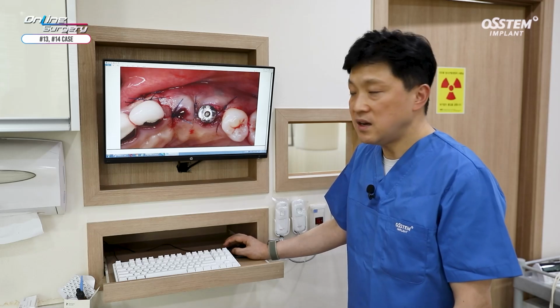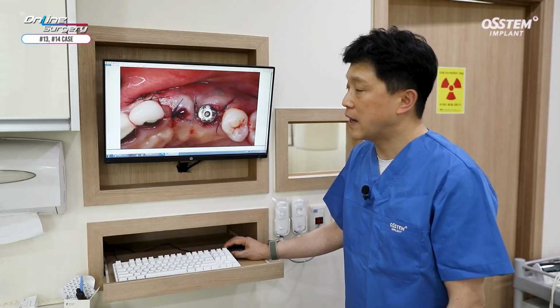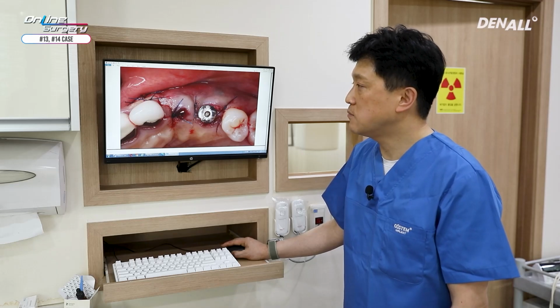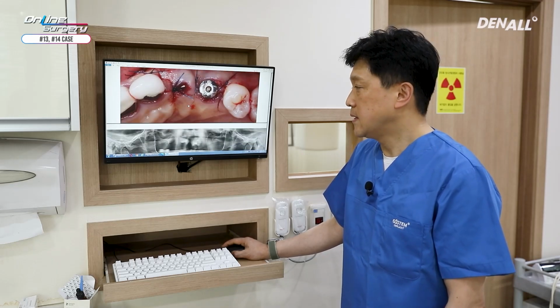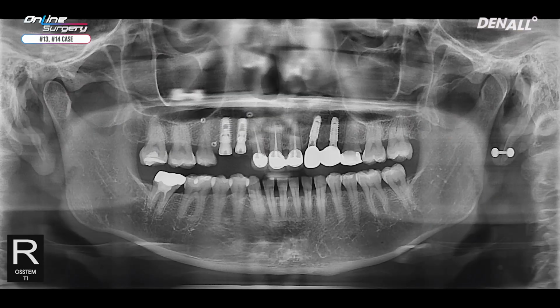Suture was complete. In the case where healing becomes submerged, after a certain healing period, the healing abutment becomes exposed in a lot of cases. If the healing abutment continues to be submerged, you can do a simple gingivectomy using laser and there will be no issue in doing prosthesis delivery. This is the post-op image. Two bone tacks were used to fixate the membrane.